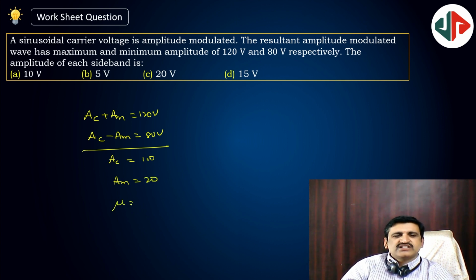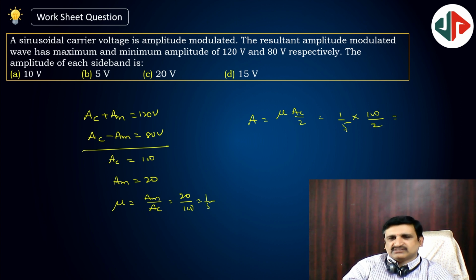Then the modulation index is equal to A_m by A_c, that is equal to 1 by 5, and the sideband amplitude is equal to mu into A_c by 2. Mu value 1 by 5, A_c is 100, and by 2, so 5 into 20, 20 by 2 is 10, so 10 volt should come.